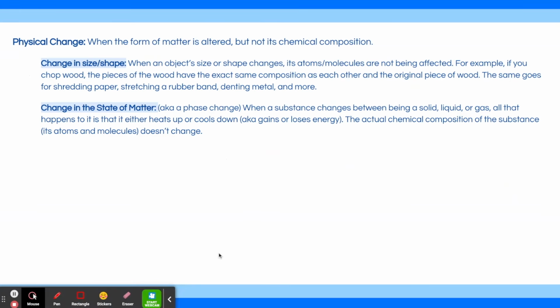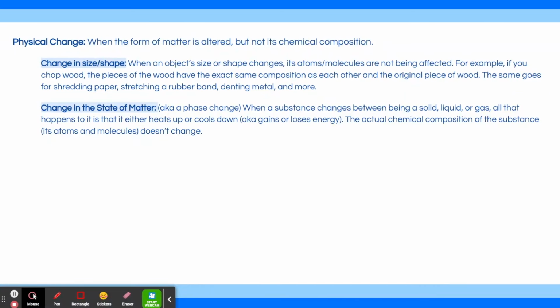So a physical change is when the form of the matter is altered, but not its chemical composition. So, a change in size or shape is a physical change because when an object's size or shape changes, its atoms/molecules are not being affected. For example, if you chop wood, the pieces of wood have the exact same molecules as each other and the original piece of wood. The same goes for a change in the state of matter.